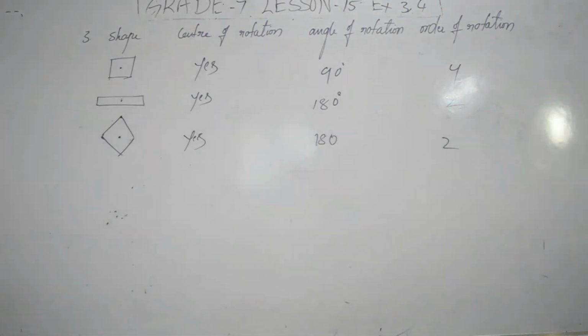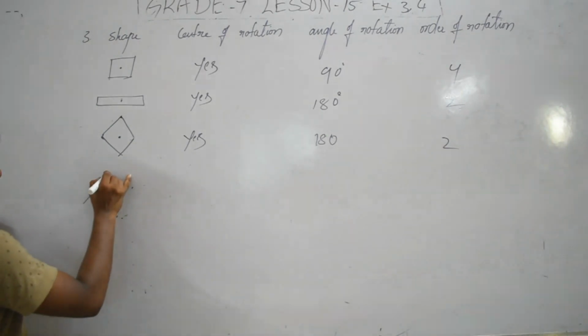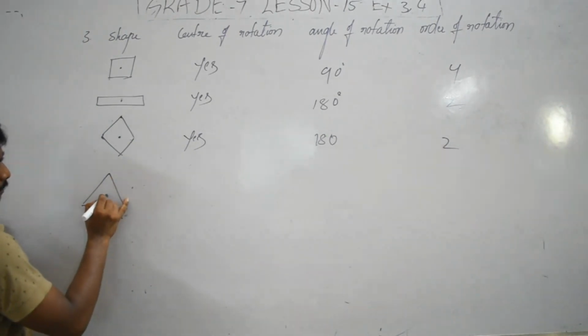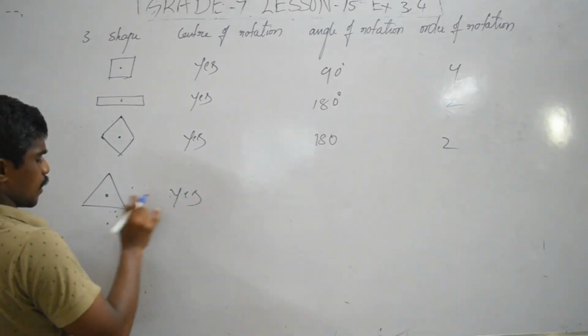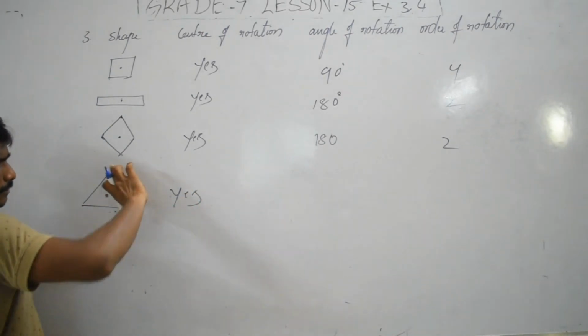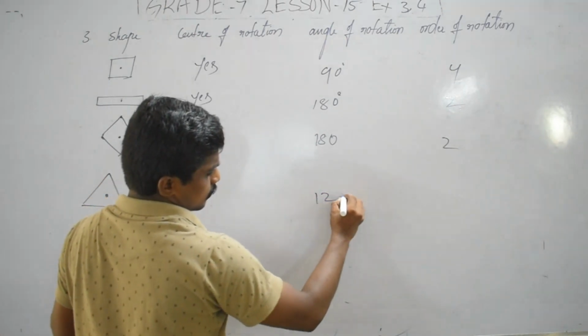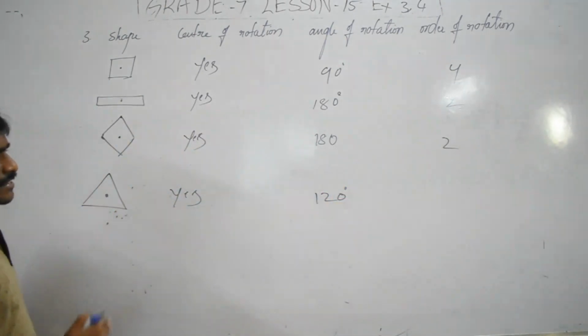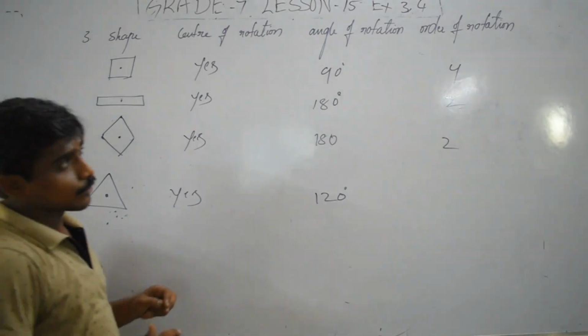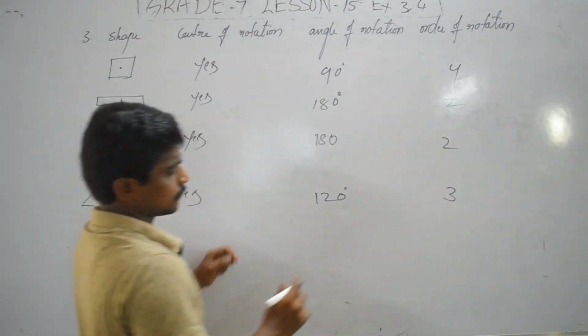Next one, equilateral triangle. Order of the angle, how much? So we have turned this one 120 degrees, and it looks the same. So the order of the rotation is 3.